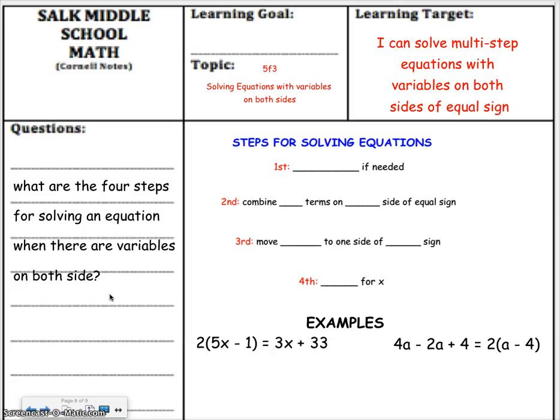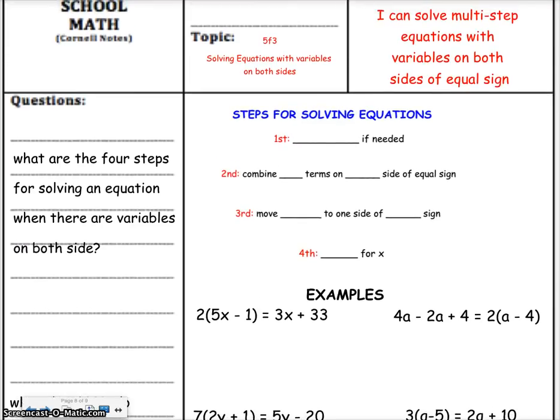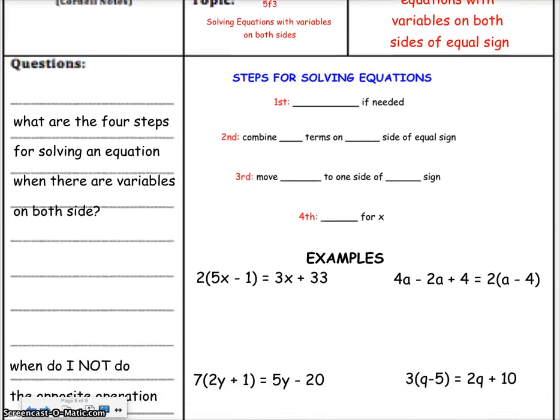Multi-step has those hidden negatives. Sometimes you got to distribute. Sometimes the variables are on two sides of the equal sign. And sometimes something super interesting happens. We'll come across that here in a moment. So your learning target: you can solve multi-steps with variables on both sides.